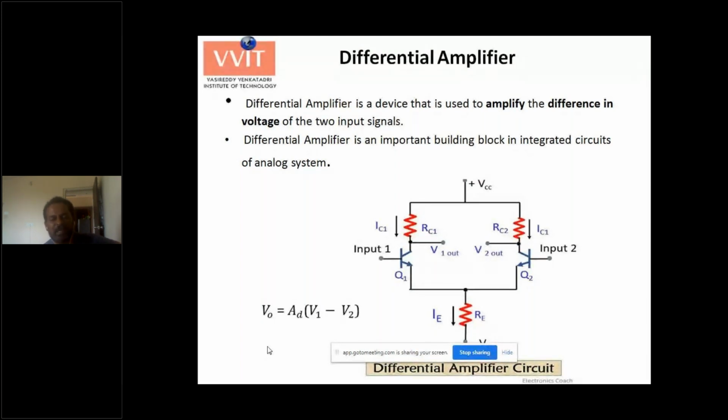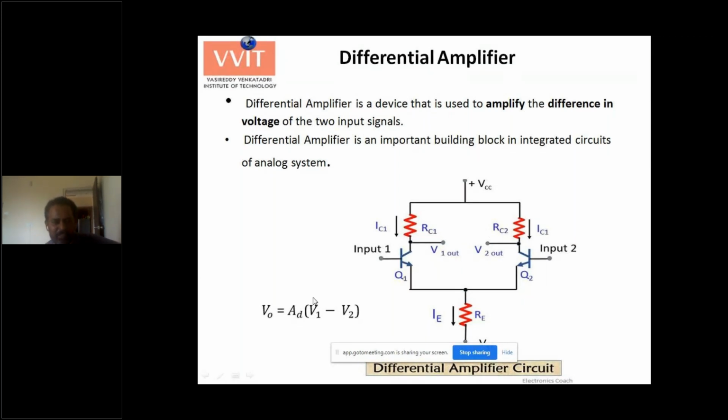But we may always get some output, because though we assume both transistors are identical, in principle no two transistors are exactly identical. Because of this mismatch, you may get some output. I am trying to simplify things.